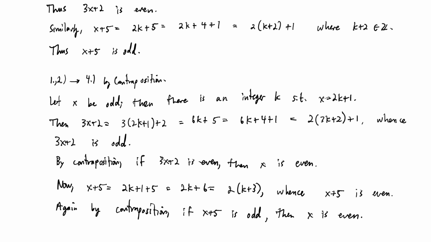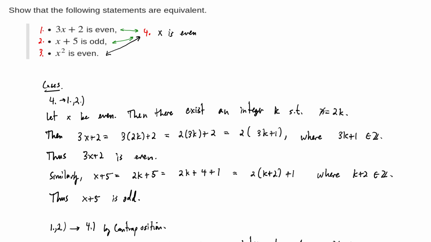And so we have now shown these two green biconditionals up here, that 1 is equivalent to 4, 2 is equivalent to 4. That means then that 1 and 2 are equivalent to each other. They're mutually equivalent because you can get from 1 to 2 by going through 4, and 2 to 1 by going through 4 as well.